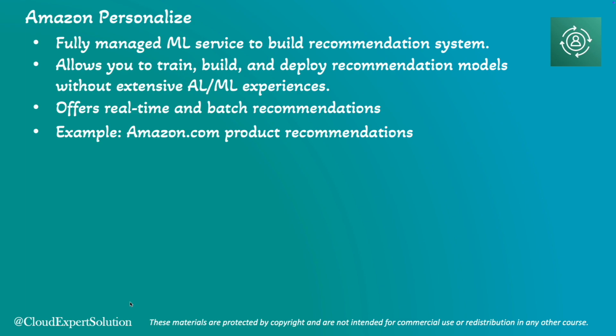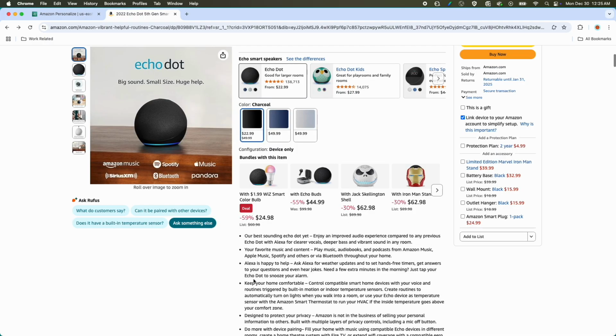And one of the examples could be Amazon.com. If you are familiar with Amazon.com product purchase, then you may have seen product recommendations. Now let me show you how Amazon.com uses Amazon Personalize to provide product recommendations to their customer. Here is my Amazon.com account, and I was trying to purchase an Echo Dot speaker. Please pay attention to this section. Bundle with these items, it is providing recommendations with other products what I can purchase with this Echo Dot and which are compatible. You can see smart color bulb. It is also providing Echo Buds and different types of smart speaker.